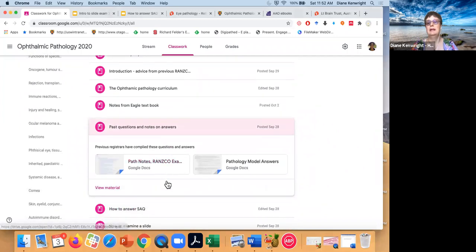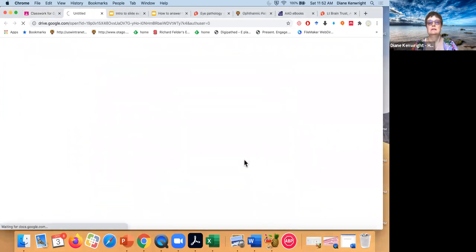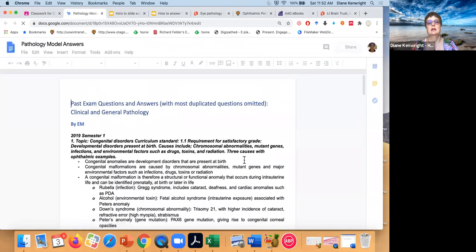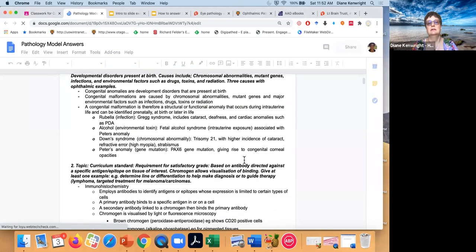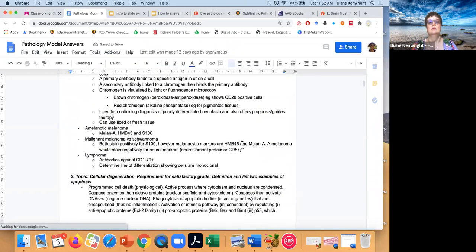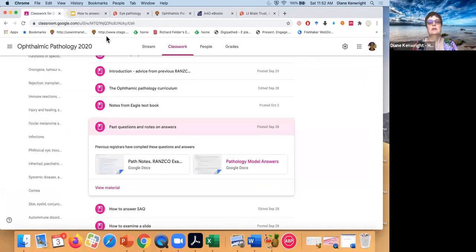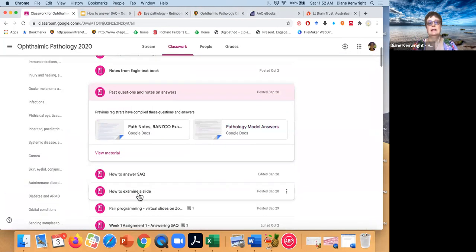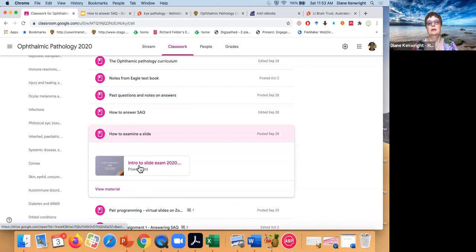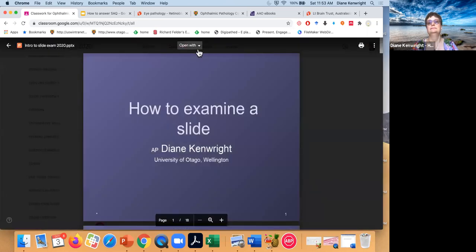Okay, there's two of them here. They have discovered a whole lot of questions and answers, which is quite useful for everybody to learn from. But the talk that I'm going to give now is how to examine a slide. So let's open up how to examine a slide.